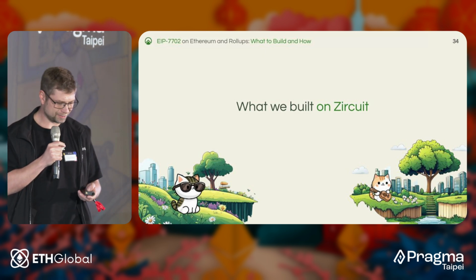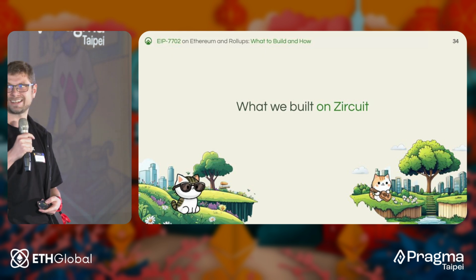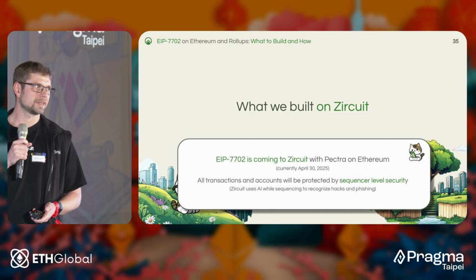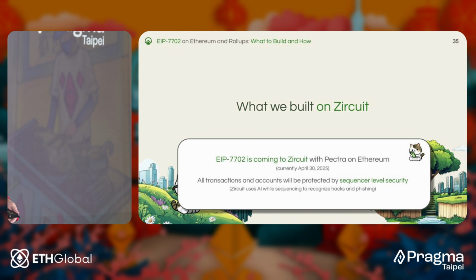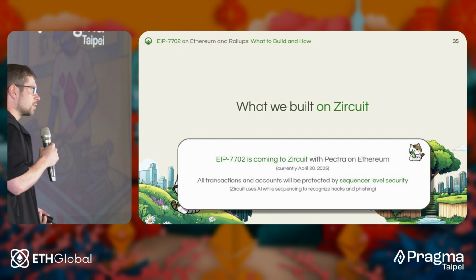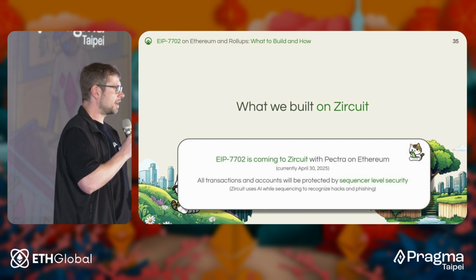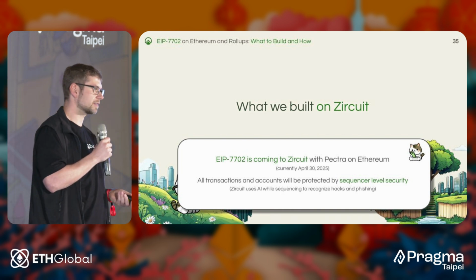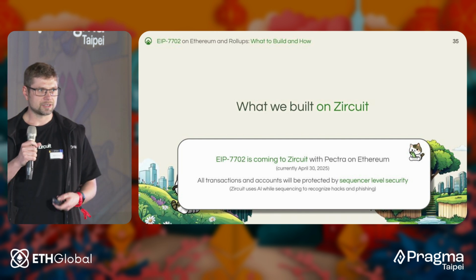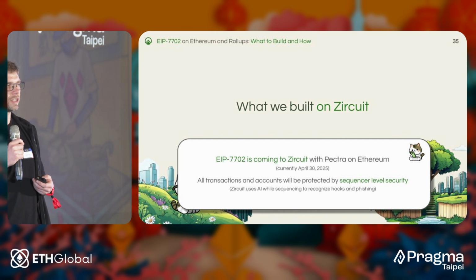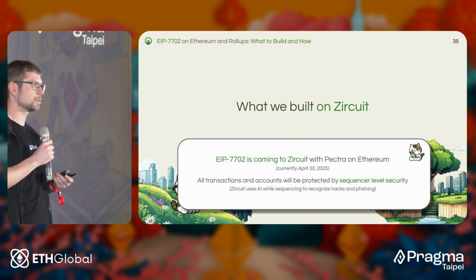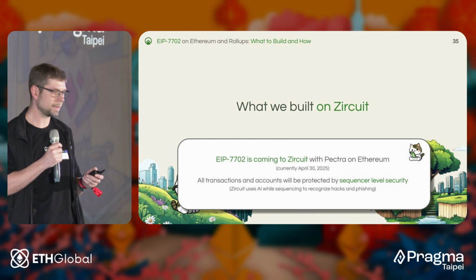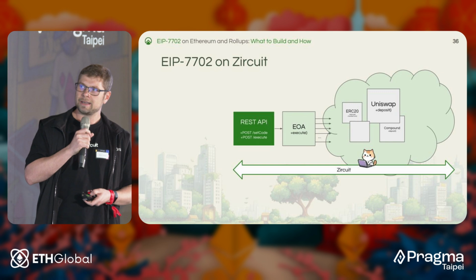Cool. So why do I feel that I can talk to you about EIP 7702? Because as I said, this is not my EIP. It's written by Vitalik and other people. It is because we spent a great time at Zirkit building around EIP 7702. So spoiler alert, at the end of April, together with Pectra on Ethereum, we are going to enable the EIP 7702 functionality on Zirkit. And it will be done properly in the Zirkit way, so that all the transactions that are delegating account functionalities or transacting on behalf of those accounts are properly scanned by our special feature that we call sequencer level security.